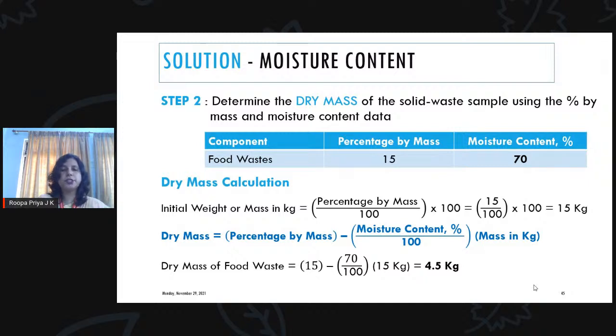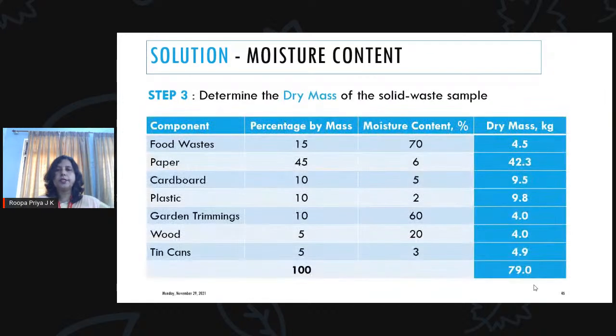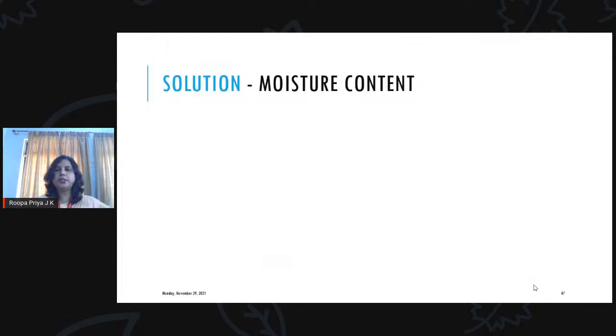This calculation is used in almost all the calculations which you have observed now. Please remember the calculation of dry mass, which is equal to percentage by mass minus the moisture content, divided by 100, into mass in kg. Please remember this equation. So this is our dry mass. After calculating the dry mass, you have to find out the total dry mass for any solid waste component.